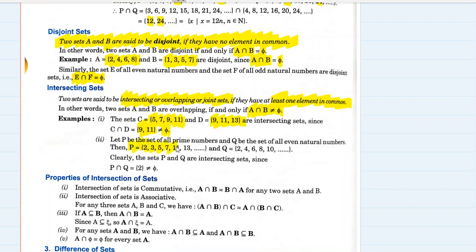Set P is the set of all prime numbers and set Q is the set of all even natural numbers. Then clearly the sets P and Q are intersecting sets since P intersection Q is {2}, which does not belong to the null set.